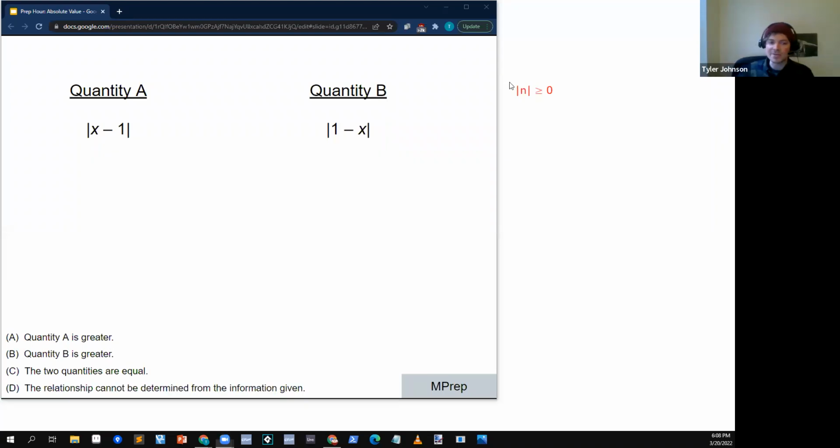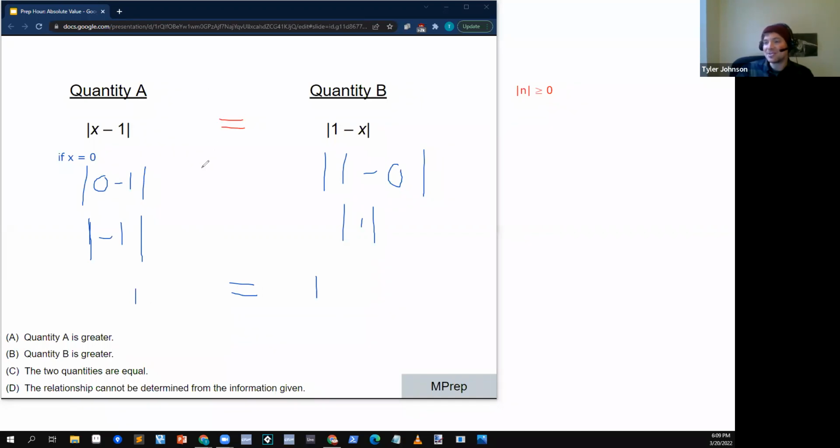So one way I could go about solving this one is to pick some values. If I say x is 0, then I've got the absolute value of 0 minus 1 versus 1 minus 0. You can see where that's going. We're going to get 1 is equal to 1. I could try x is equal to 1, try some other simple numbers. No matter what we do here, these two are going to end up equal to each other, and the answer is C.